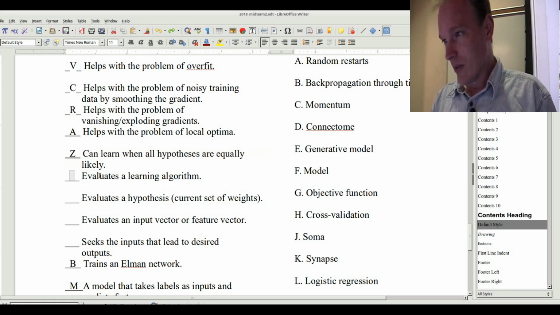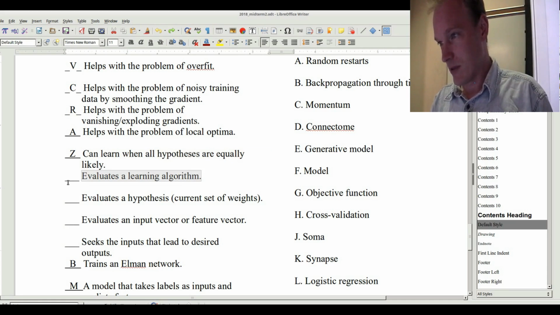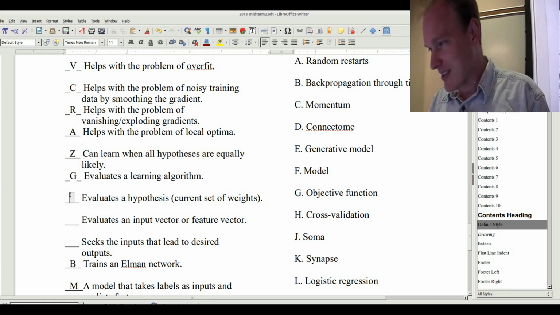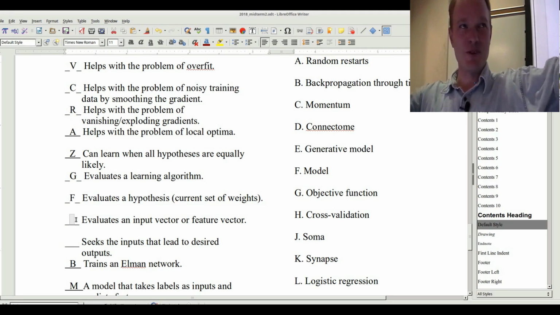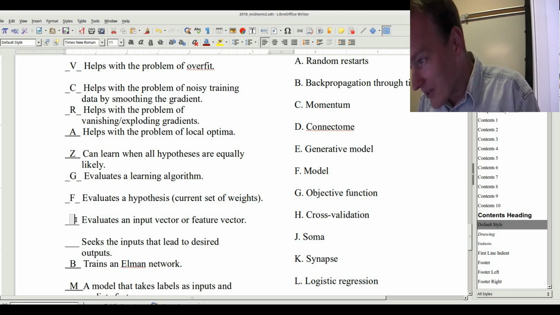Okay, what evaluates a learning algorithm? Objective function. You guys are so slow. Okay, what evaluates a hypothesis? Model. Come on. You got a whole classroom. You're just battling against me. What evaluates an input vector or a feature vector?